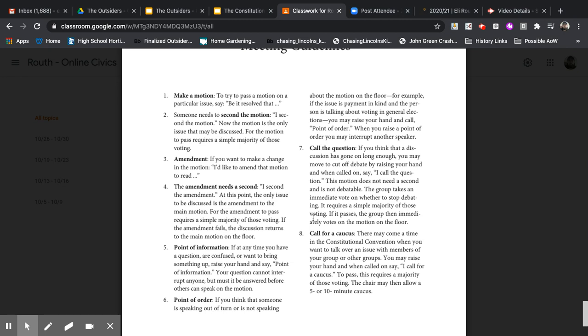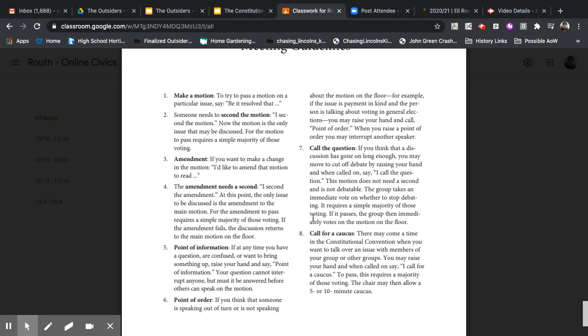We take a vote on whether or not we want to end discussion. At this point, that vote would just be about ending discussion. After we've called the question and a majority of people say, okay, we want to end discussion, then we would have a vote on the actual bill itself. So there will be two votes. There will be vote one to end discussion. There will be vote two on the bill or motion or resolution itself, either way.